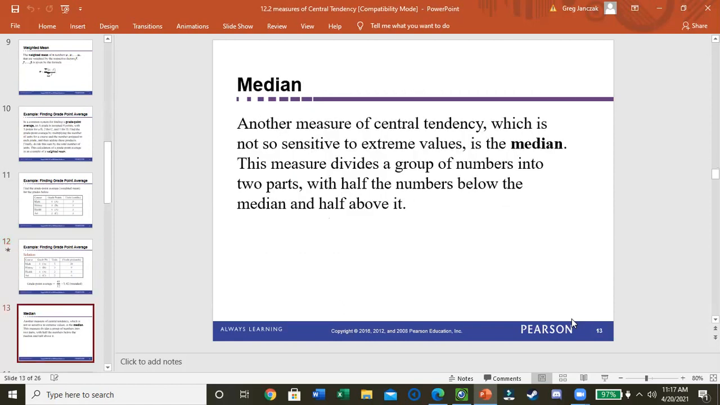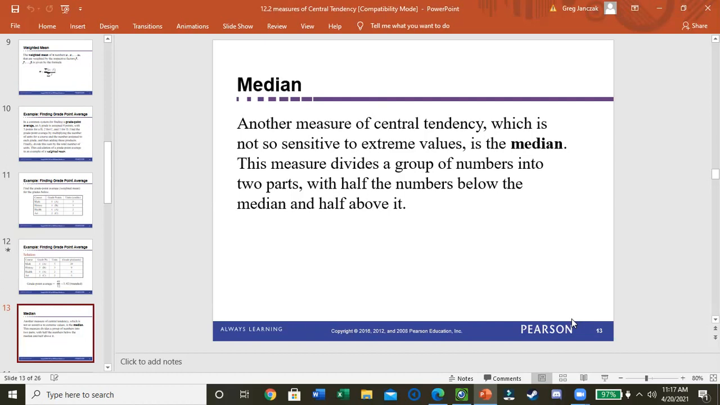Okay, median. Median is basically the middle of your data set. Think of an interstate, with traffic going one way and traffic going the other way. In the middle, there's a median, usually grass, sometimes concrete, but there's a median in between them. So median tells you the middle of the data set.